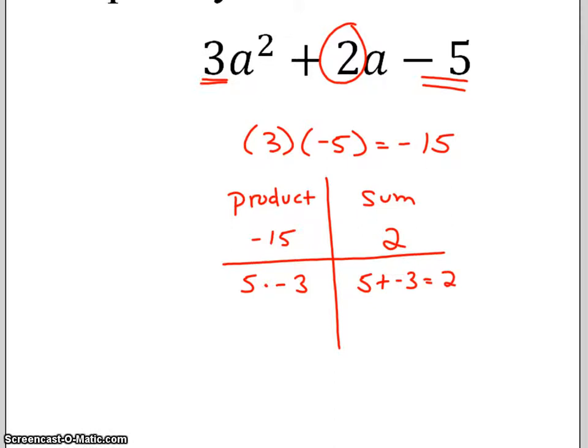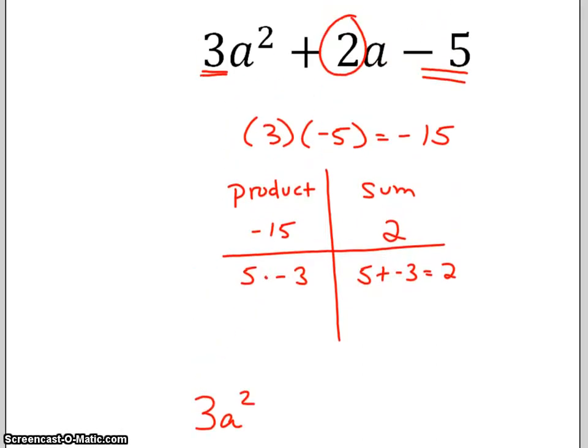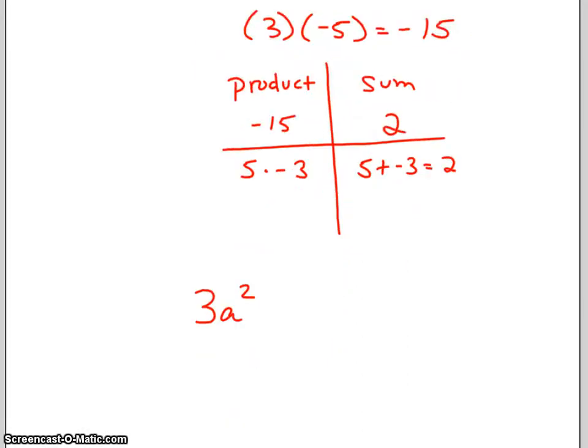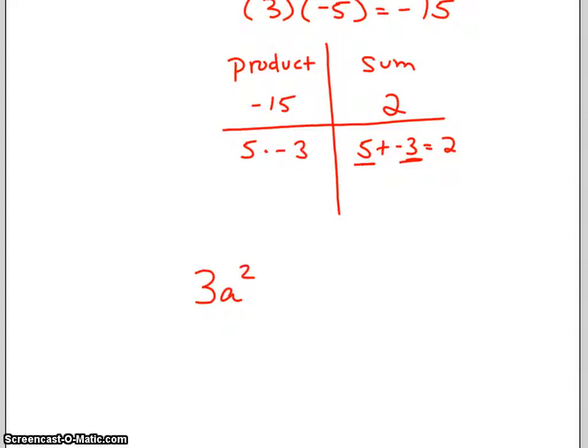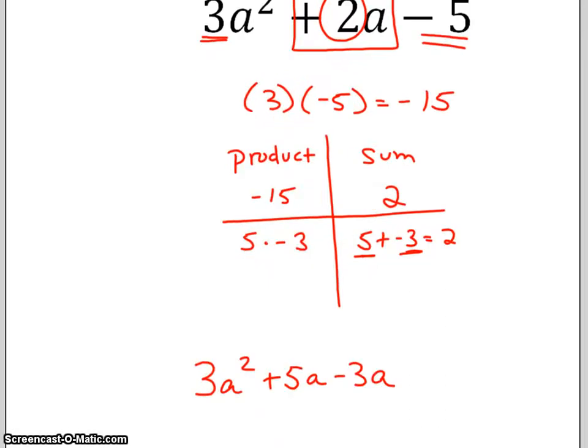Alright, what we do now is we keep the first and the last term the way it is, but we change the 2a to 5a minus 3a. So we're going to write 3a squared, which is the original first term, but instead of writing plus 2a, we break that up into 5a minus 3a. That's what we just found right here, 5 and -3. So plus 5a minus 3a. And then we keep the last term the way it is, -5.